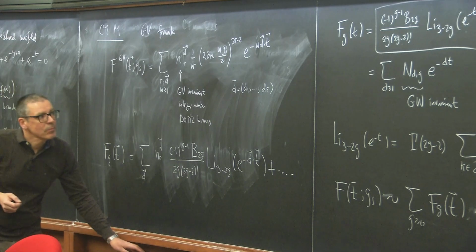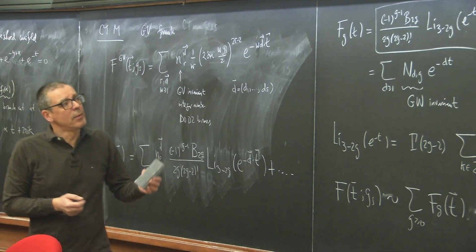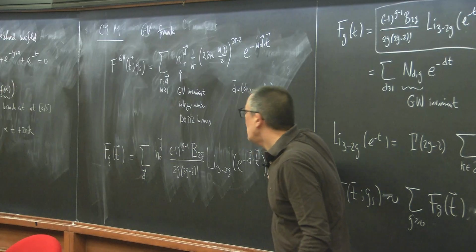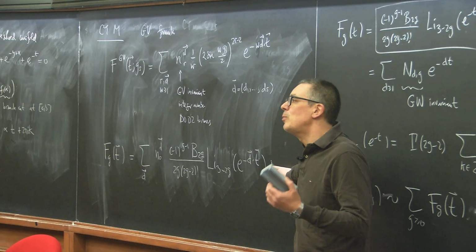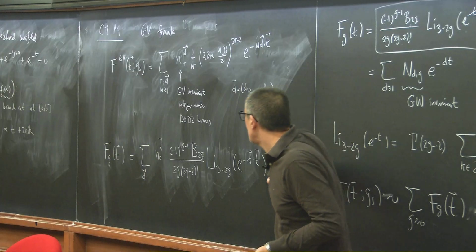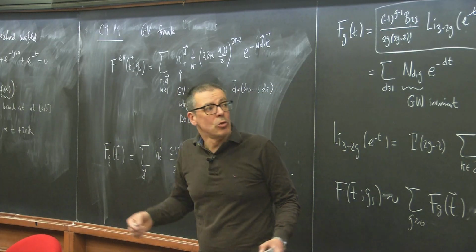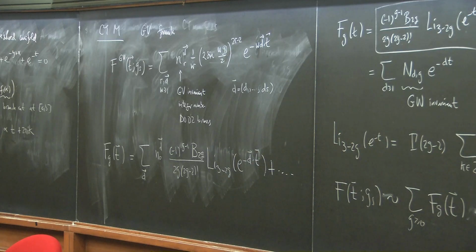So now let's go here and let's try to understand. Let's imagine that the F_g's of t were given by this formula. What would this imply from the point of view of resurgence? Well, from the point of view of resurgence, we know that this will give you a 2g factorial, so you can try to find what the singularities are.